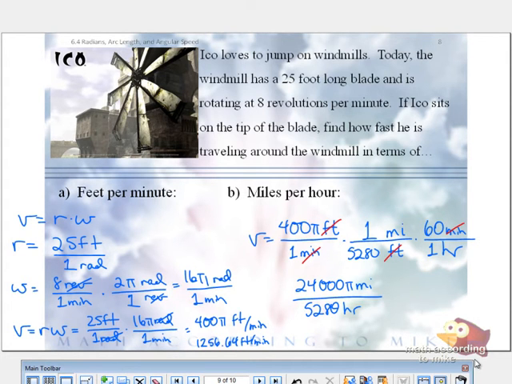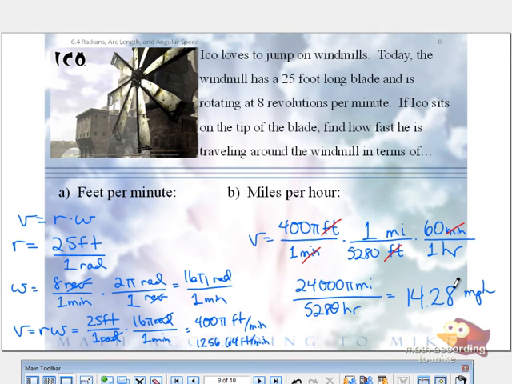Now we were lucky our denominator just had a bunch of ones except for the 5280. Otherwise, if it was a little more complex, you would need parentheses in the numerator and denominator. We don't need that here. So if you want to do 24,000 times pi and then divide by 5280, and what do we get? How fast is he traveling? Is he going to fly off? 20.28 miles per hour. That's not bad.